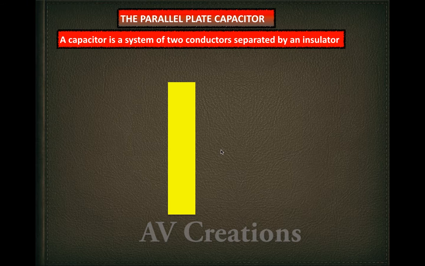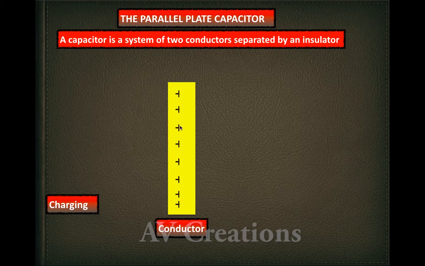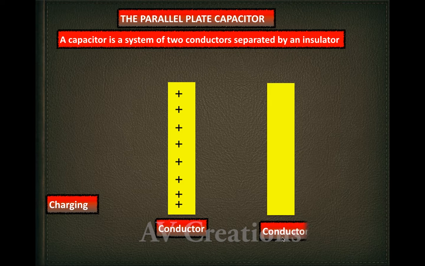So we are considering one conductor, and we are giving positive charge to this conductor. Now it has positive charge, and we are placing another conductor here. It is also a conductor. Because of this positive charge, a negative charge will develop. The process is known as induction. Because of this induction, negative charge develops on this side and the other side will be positive.